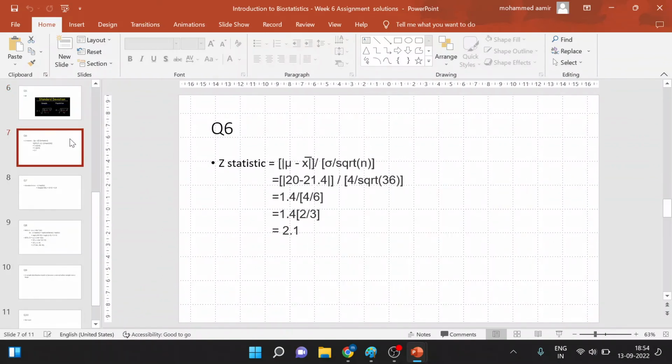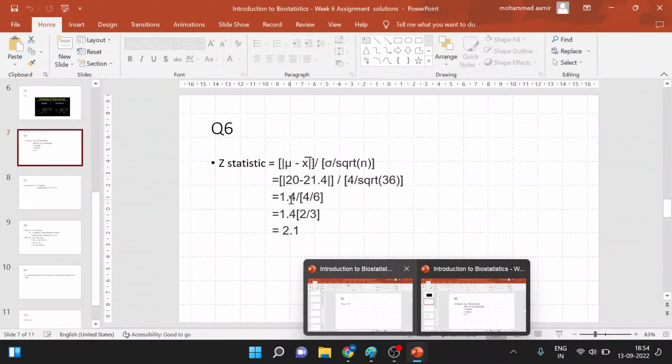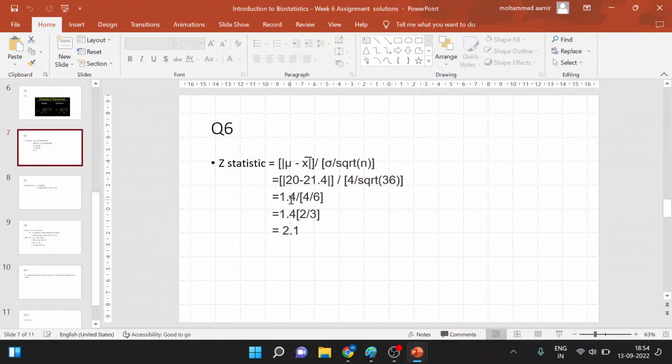Sigma by root n is nothing but your standard error, which is different actually. I don't know. I'll just write to them. Thanks, sir, for bringing it up.